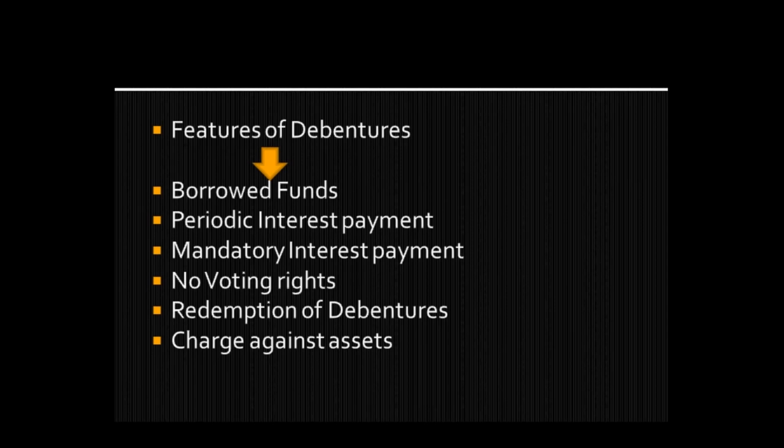Another is mandatory interest payment. Payment of interest is a legal compulsion on the company. It has to be paid whether profits are earned or not. Irrespective of profit, interest has to be paid by the company. Another is no voting rights. As debenture holders cannot be treated as members or shareholders of the company, they do not have any voting rights.